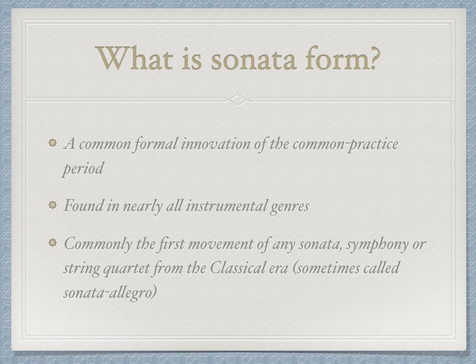We can find sonata form being utilized as the first movement of many of these instrumental sonatas, symphonies, and string quartets. In fact, it occurs so often as the first movement of these works that it's sometimes called sonata allegro form, because the first movements are usually fast or allegro in tempo. However, the form can be found in other movements as well, not always the first one.